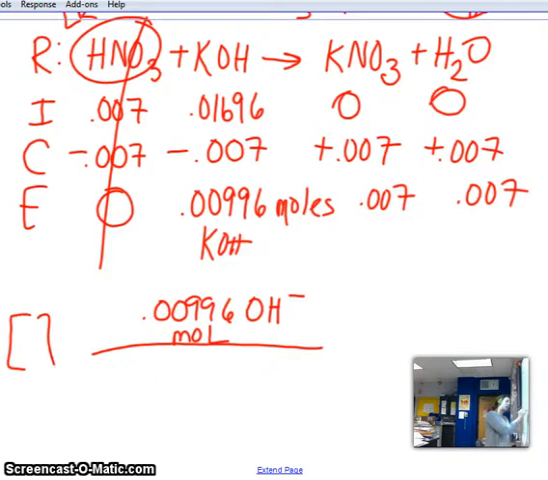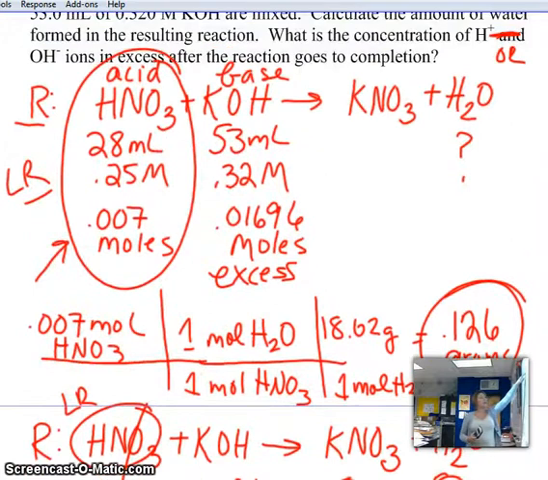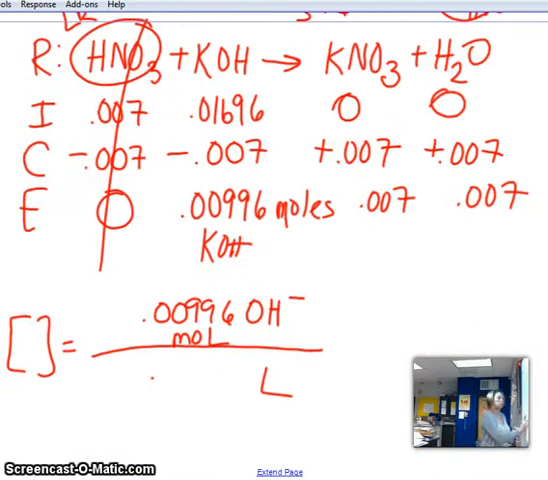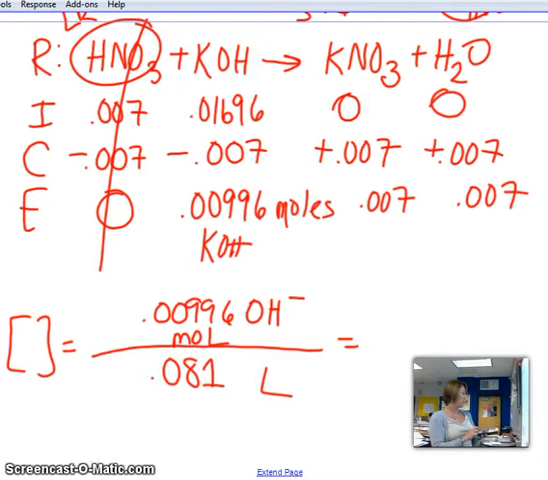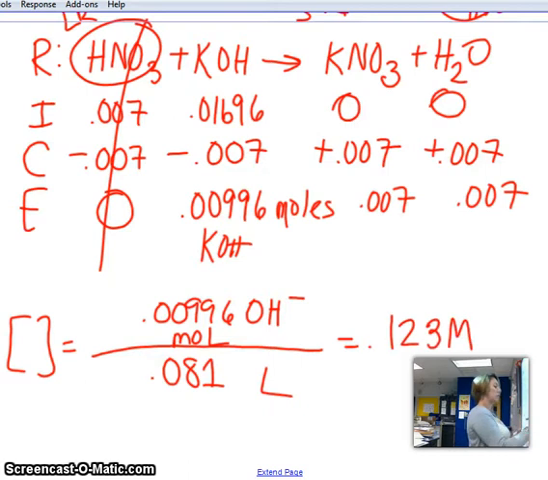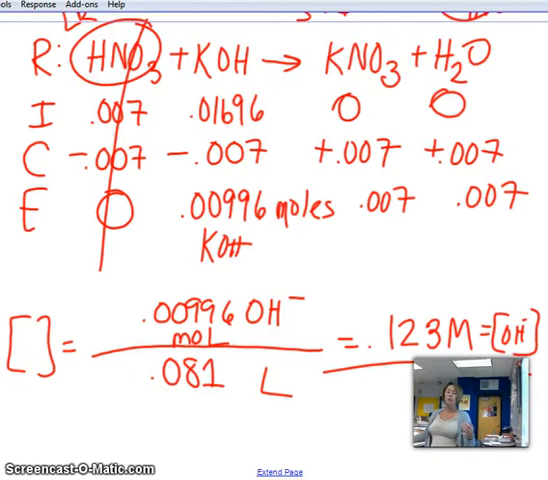To get the concentration, I would have to divide that by the liters. And what liters? The total liters. So if we go back up here, we have 28 mils and 53 mils, which is 81 mils, which gives us 0.081 liters, right? So we take 0.00996 and divide it by 0.081, and we get 0.123 molar is your concentration of OH minus in excess. That's what remains. So it really isn't a neutral solution because we didn't add exactly enough base to react with all the acid. We had leftover base, so the solution would be basic.